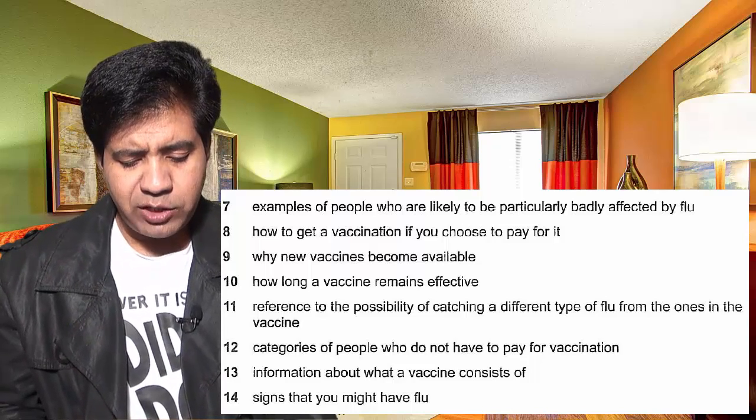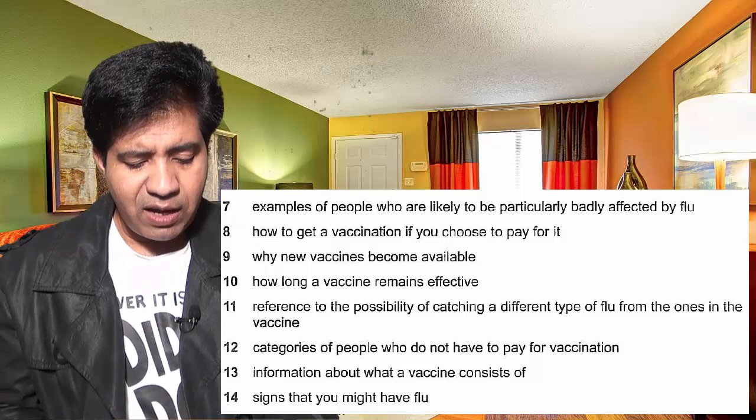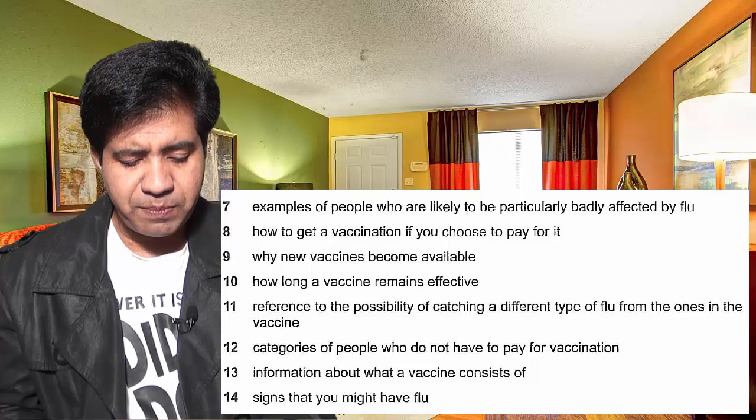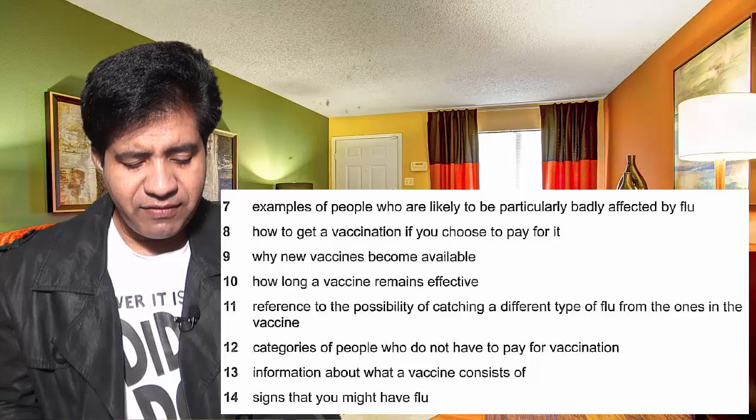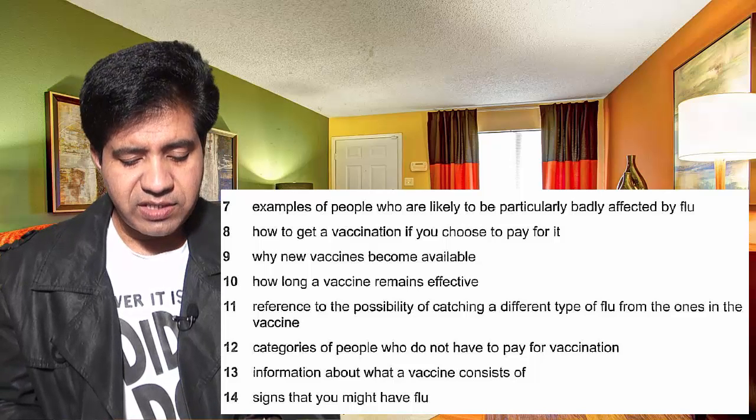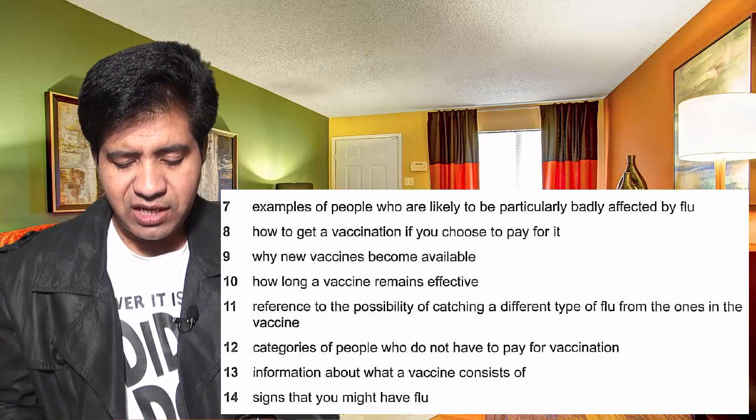Examples of people who are likely to be particularly badly affected by flu? No, it's already done, by the way. Number 8, how to get a vaccination if you choose to pay for it? No. Number 9, why new vaccines become available? No. Number 10, how long a vaccine remains effective? No. Number 11, reference to the possibility of catching a different type of flu.